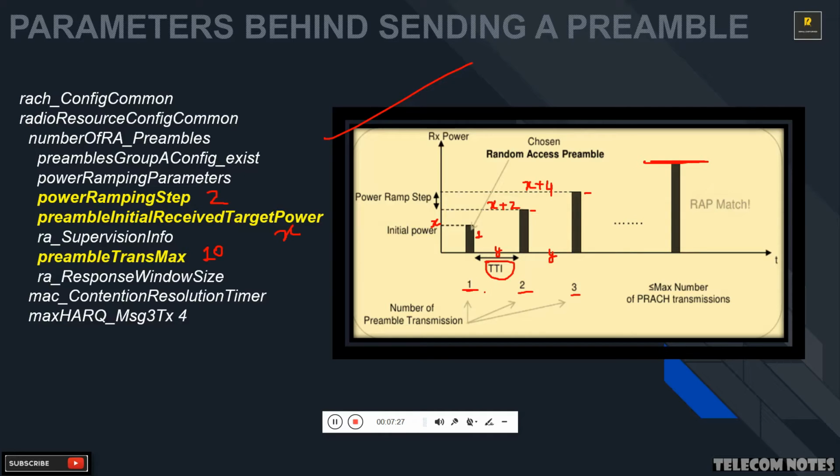Right now you can have a look at 1 2 3, so these are the retry times. I'm just keeping on going with the same preamble. So after it reaches the retry limit, that is 10, then it will abort that connection, and you have to go for a new preamble, starting again with the same initial power step with that preamble.